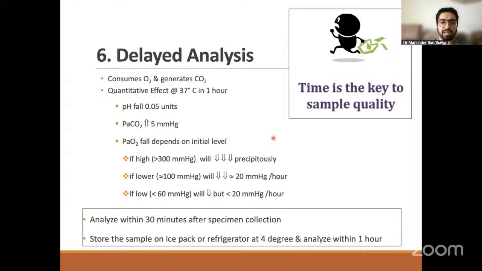One, you need the current situation of the patient, of course. And two, the more you delay the analysis of the blood gas, the more you will keep getting altered results. For every 1 hour delay, if you keep the sample at 37 degrees, that is normal body temperature, your pH falls by 0.05, your CO2 rises by 5, and your PO2 also comes down. So analyze every sample within 30 minutes of specimen collection. And if you have to store the sample for those 30 minutes, it is always better to put it in an ice pack or refrigerate at 4 degrees and analyze as soon as possible.